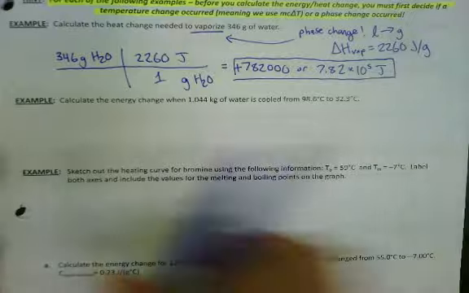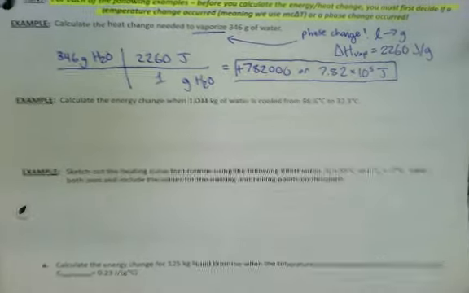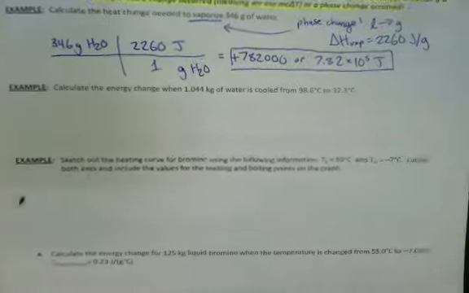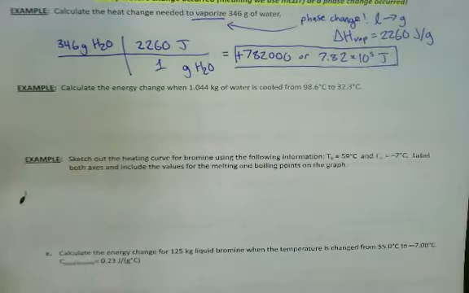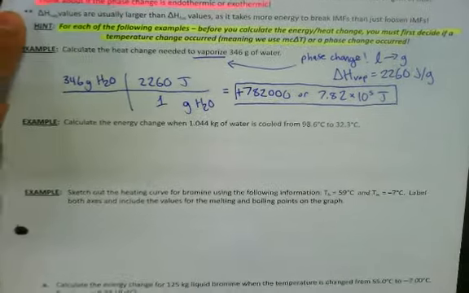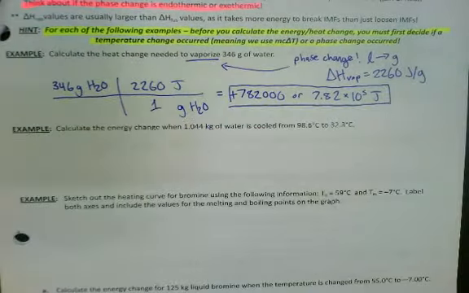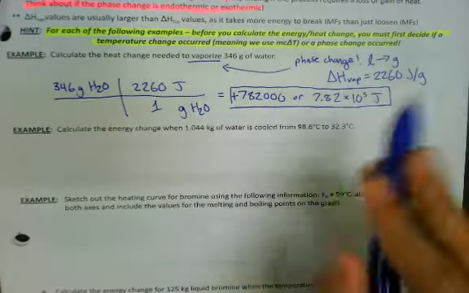Okay. And let's look at this next example, and then we'll do our big, longer example, and then do some other practice on our own, and I'll let you check your work with my key. So the second example asks us to calculate the energy change when 1.044 kilograms of water is cooled from 98.6 degrees Celsius to 32.3 degrees Celsius. Just looking at this problem, I want us to decide, is this a temperature change or is this a phase change? Temperature change. What's the giveaway there, y'all? There are two temperatures. Exactly. We've got two temperatures here.